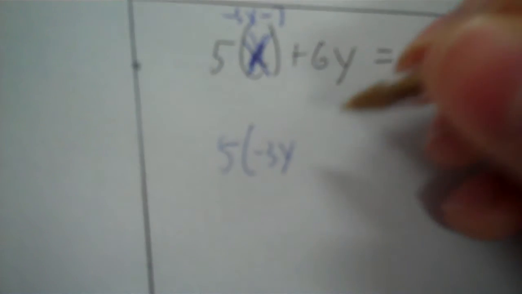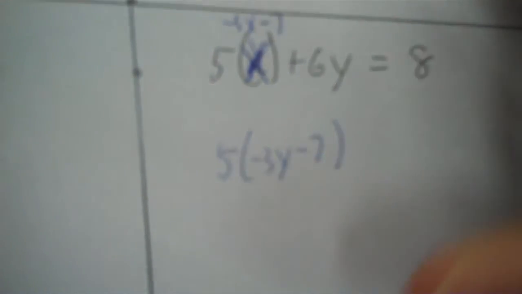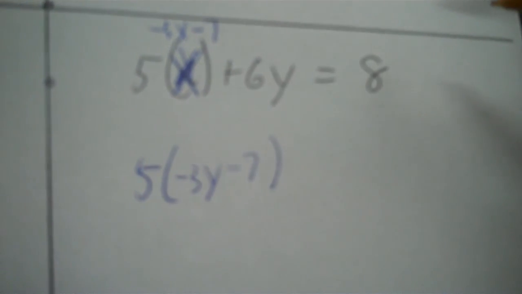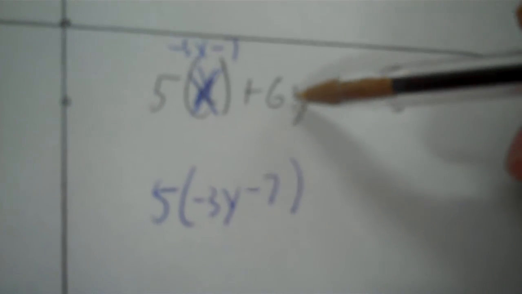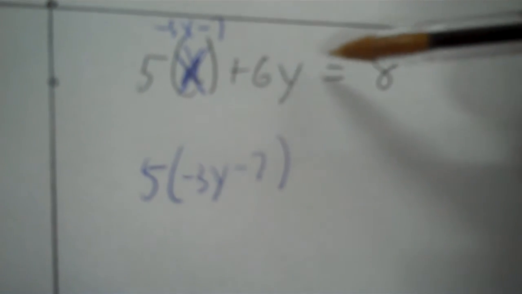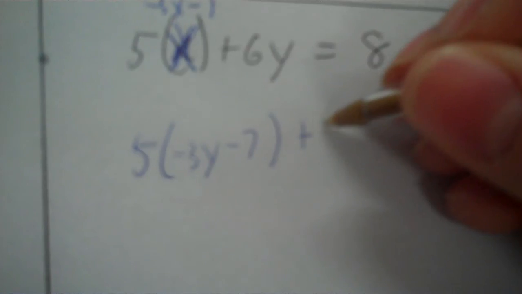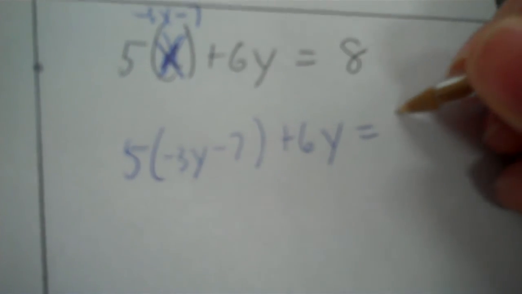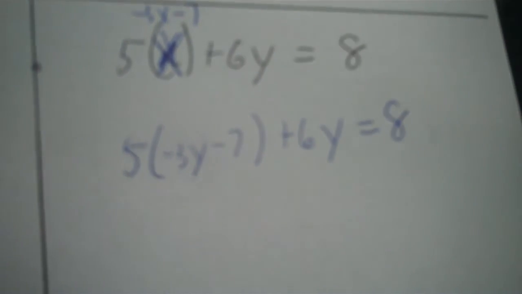So you cross that out. And up above it, you put negative 3y minus 7. So first thing we had was a 5. Then we get to the parentheses, and I put what's on top, negative 3y minus 7. Okay. Then, after the parentheses, you copy the rest of the problem. Plus 6y equals 8. Okay. That's all I need you to do today.